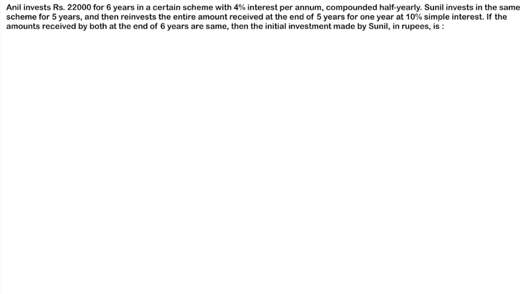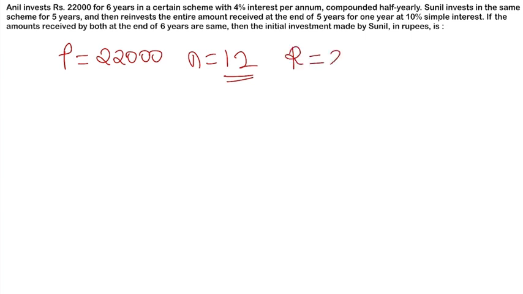So Anil invests rupees 22,000 for 6 years in a certain scheme with 4% interest per annum compounded half yearly. So the principal is 22,000, right? The time period N is basically 6 years, but the compounding is half yearly. So 6 into 2, we have 12 time periods of 6 months. And if the rate is 4% per annum, the effective rate for 6 months will be 2%. Half of 4, that is 2%.